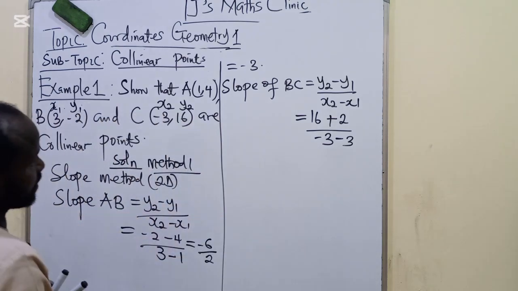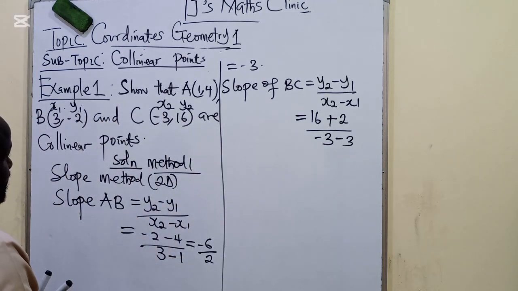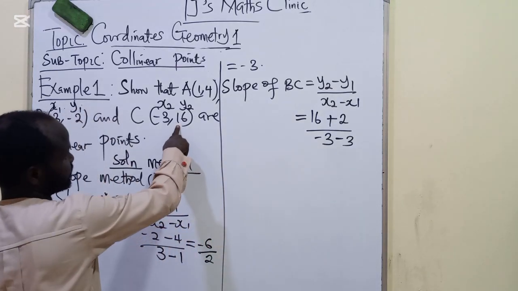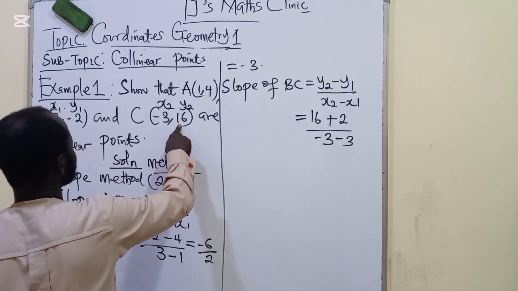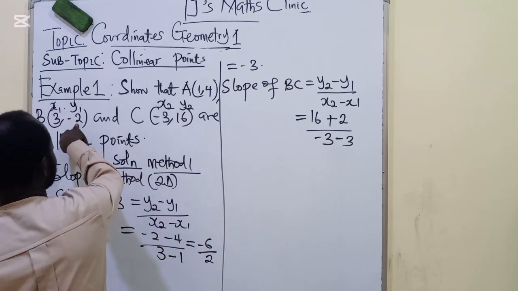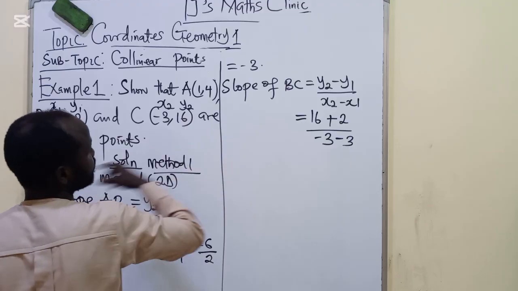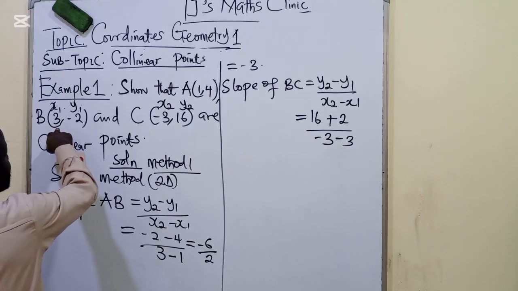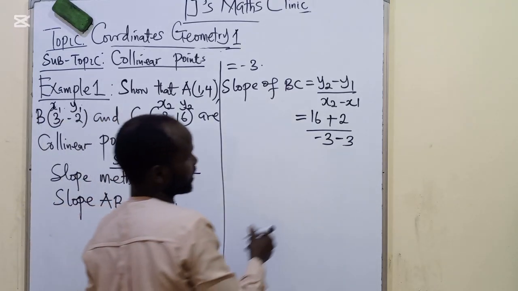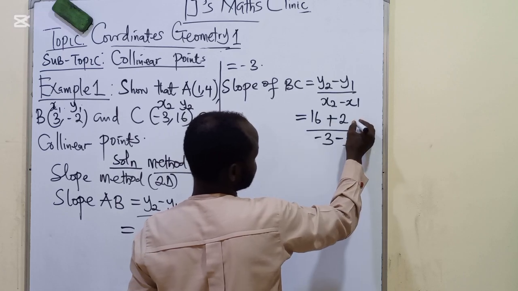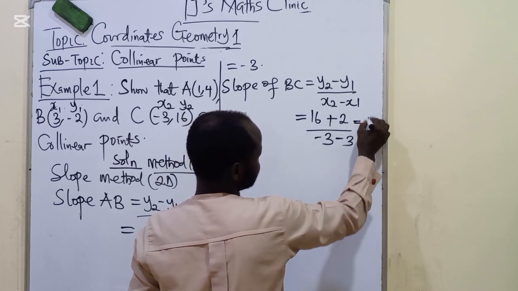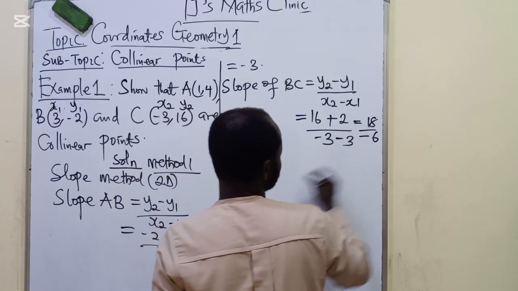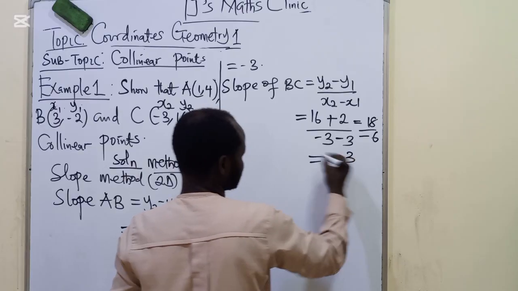Let's check again. y2 is 16, minus y1, that will be plus 2. x2 is -3, then x1 is 3, that will be -3 minus 3, which is -6. When we add the numerator, that will be 18. We'll have 18 divided by -6, and 18 divided by -6 will be -3.